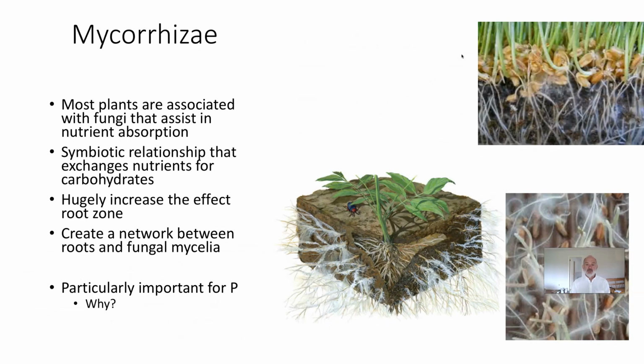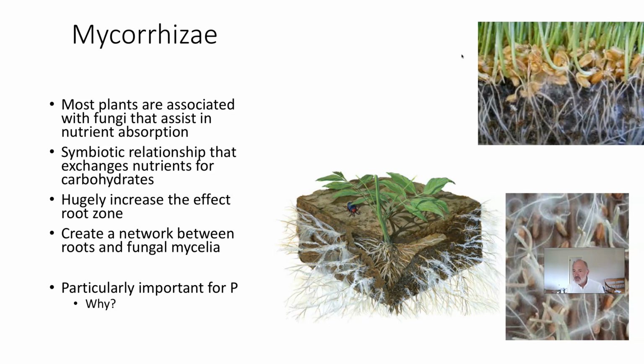Okay, one last thing to understand about phosphorus. We know that the roots are really important. Just like nitrogen benefits from having an association with rhizobium bacteria, plants benefit from having associations with mycorrhiza, which are fungi, that help in particular to get phosphorus. So most plants have an association with fungi that assist in nutrient absorption.